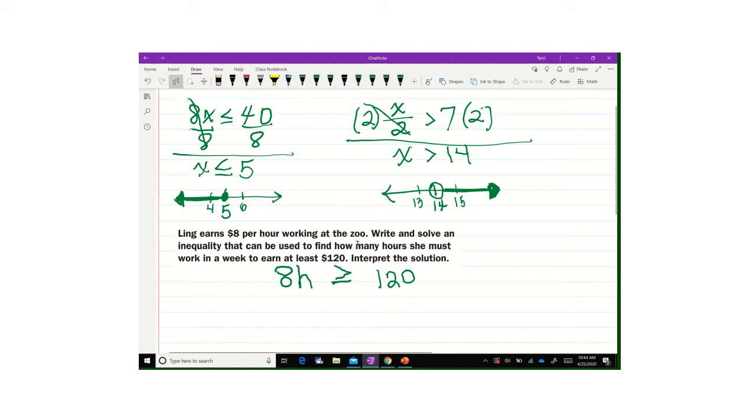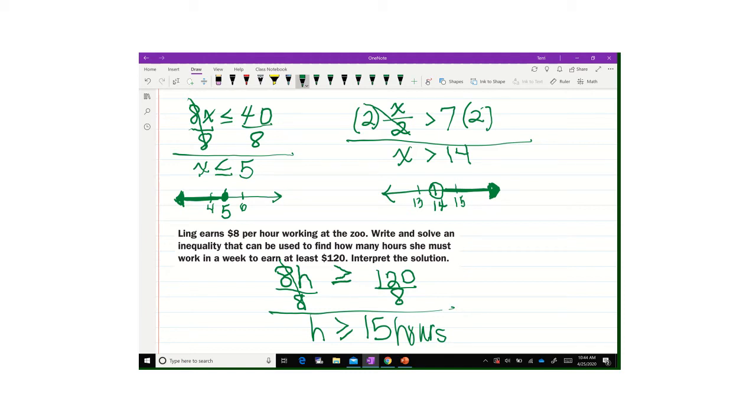Now this inequality here shows that we're multiplying, so we're going to undo it by dividing. We're going to divide both sides by the coefficient, which is 8. And 8 divided by 8 is 1, so I have h is greater than or equal to 15, which tells me that Ling must work at least 15 hours to make the 120. Could work more than 15 hours, but has to work at least 15 hours.